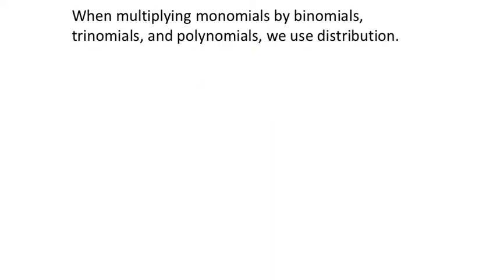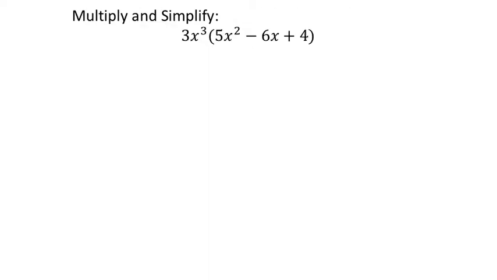As usual, it'd be nice if all the problems were like that, but it's not going to stay that way. So when multiplying monomials by binomials, trinomials, or polynomials, we just use distribution. Pretty much we're always going to use distribution. If you've heard of FOIL, it's still distribution. That's all it is. So let's take a look. Like this one, here I have a 3x to the power of 3 to distribute to all 3 terms. So that's a monomial now distributing into a trinomial.